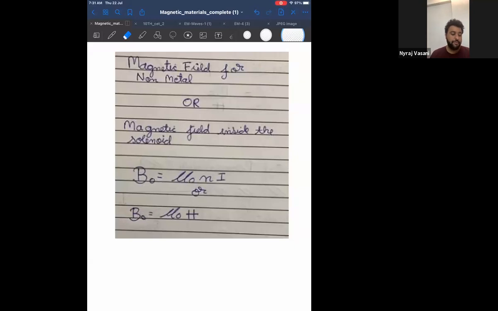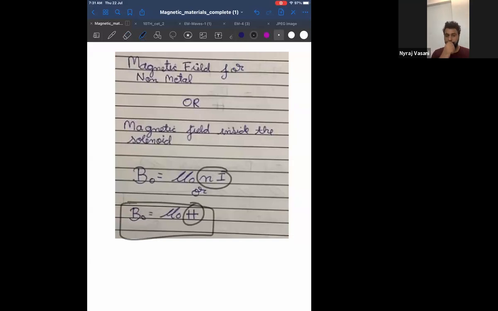Now listen. In any question, if they ask you what is the magnetic field inside the solenoid, the magnetic field of a non-metal, that is different, because that is the non-metallic component. And the formula is B is equal to mu naught Ni. And can I say Ni is nothing but H? So it can be mu naught Ni or mu naught H. Now this is a specific formula for magnetic field for a non-metal.